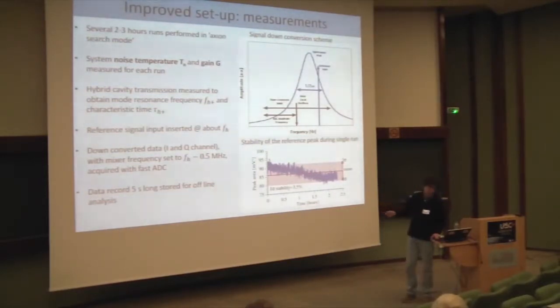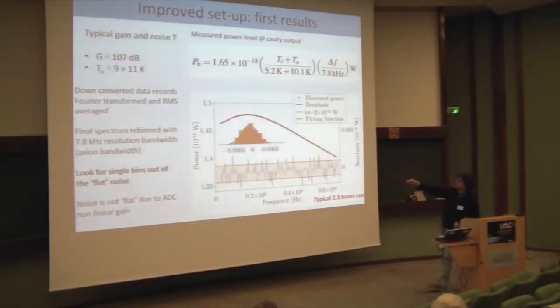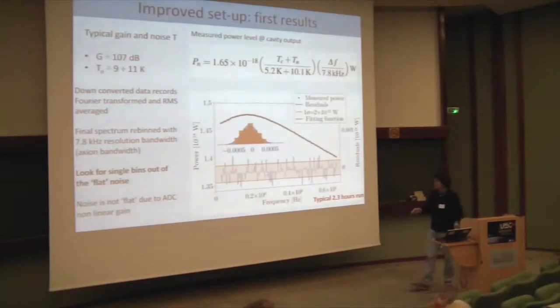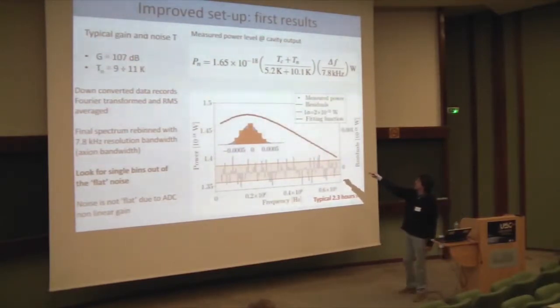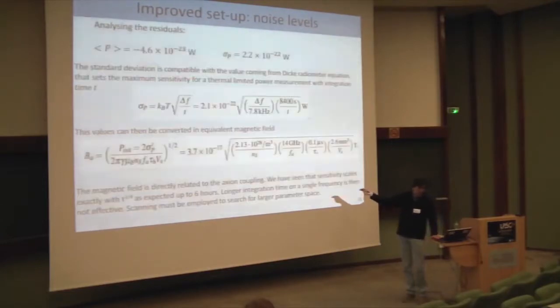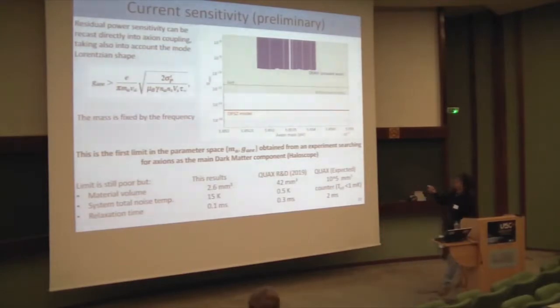And so we already tried to do this run. For example, you see this is the power that we are measuring at the moment, on a certain bandwidth, about a fraction of a megahertz. We're just running on a single frequency for the moment, just to check the sensitivity of the apparatus. Then we look for residuals to see if there is any peak coming out from the noise, which is almost flat. This is due to nonlinearities in the amplifier. So this is our current sensitivity.